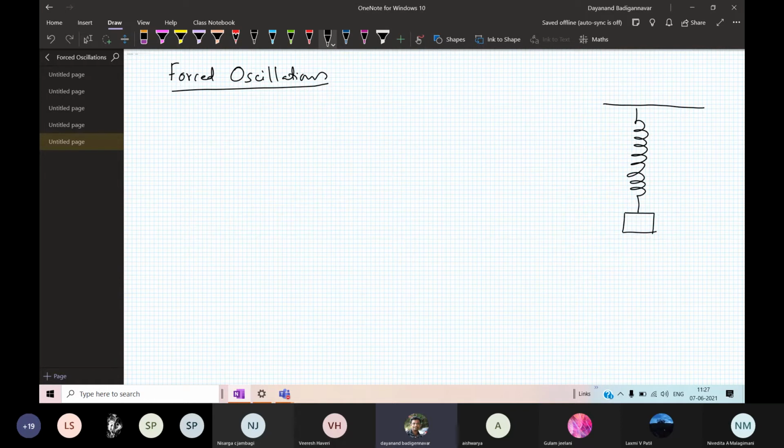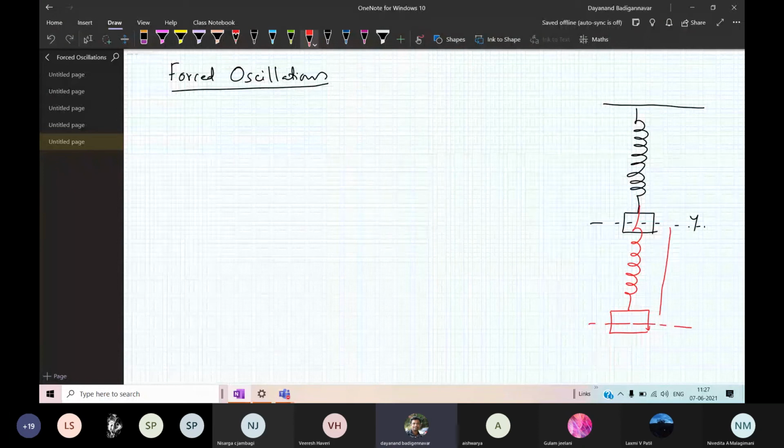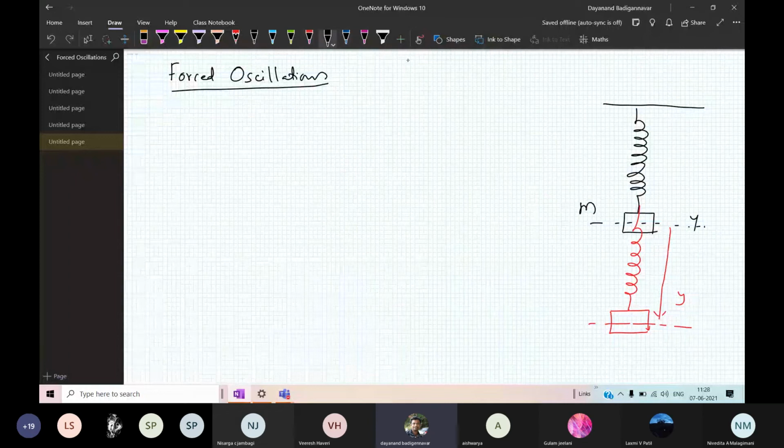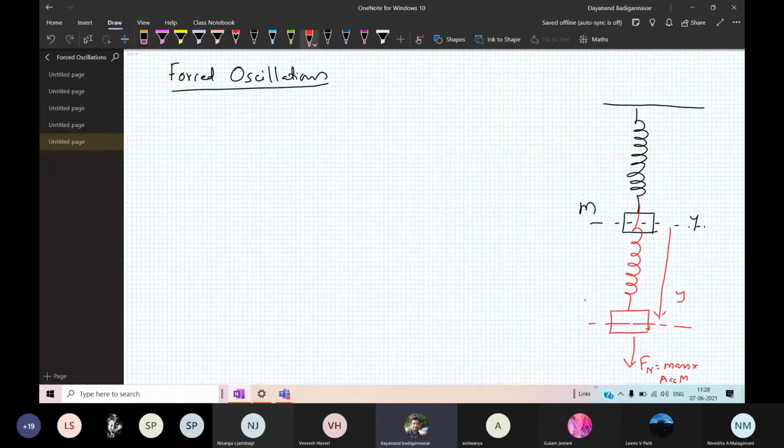This is at equilibrium, y equal to 0. A force is applied, so there is an extension in the spring. The displacement is y. M is the mass. So what happens once the force is applied? What is the force that is applied? The applied force is Newton's force in the downward direction, that is mass into acceleration. Due to this, there is a restoring force, Fr.